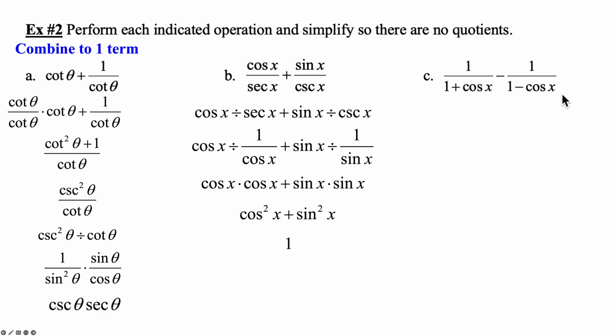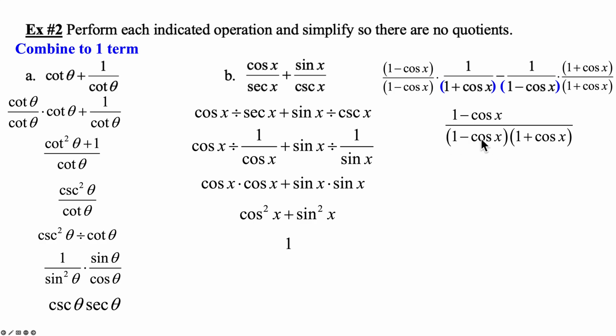Part C. Okay, here we're going to have to put parentheses around our denominators. They're not like denominators because one's a plus, one is a minus, but it is a conjugate pair. That's that difference of squares that we saw earlier when we were factoring. We need to multiply. So this left side gets multiplied by 1 minus cosine of x top and bottom. This one gets multiplied by 1 plus cosine of x top and bottom. That way I'll have common denominators, 1 minus cosine of x times 1 plus cosine of x.